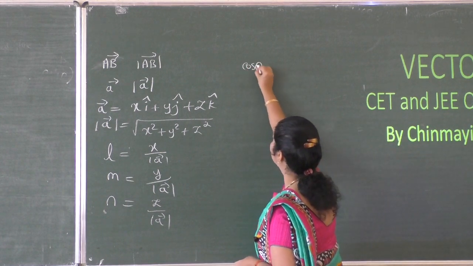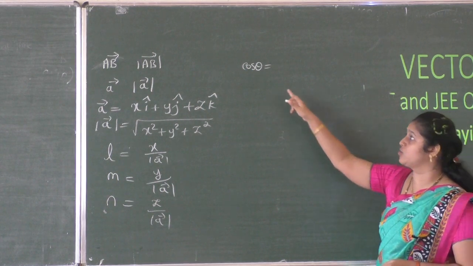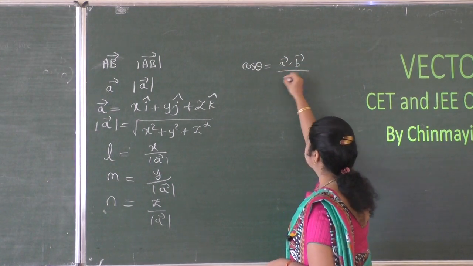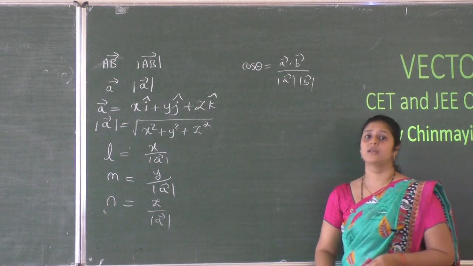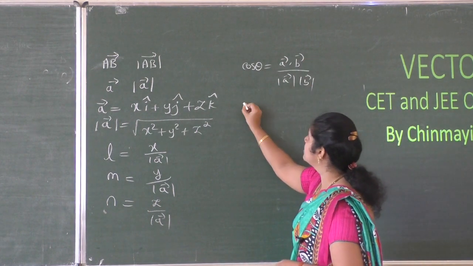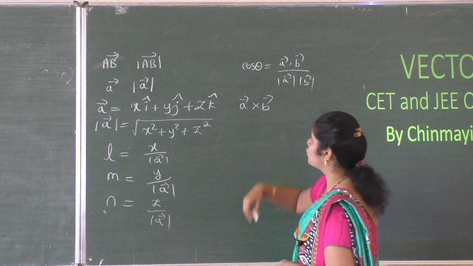Now, the angle between two vectors, which we can write using the dot product, means we are using cos theta: vector A dot vector B divided by magnitude of vector A times magnitude of vector B. Okay, now in the cross product, vector A cross vector B.